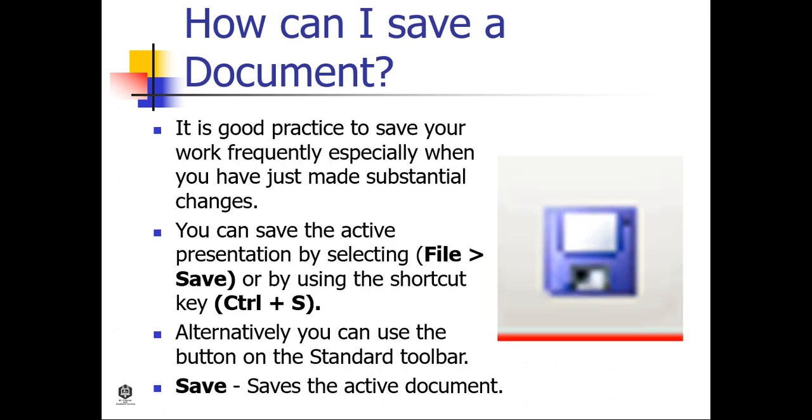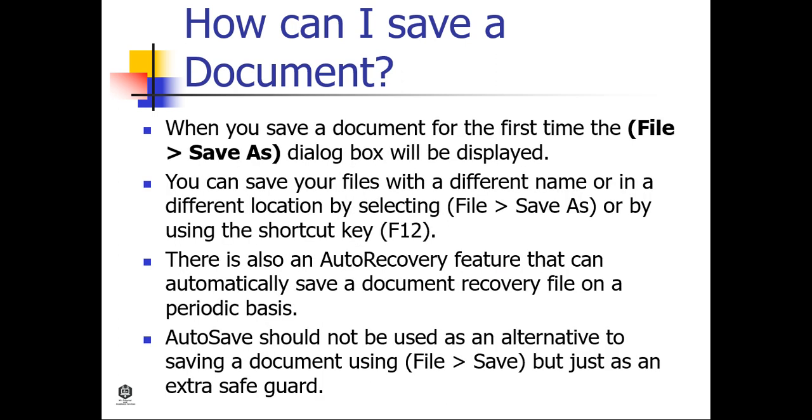How can I save a document? It is good practice to save your work frequently, especially when you have just made substantial changes. You can save the active presentation by selecting File, then Save, or by using the shortcut key Ctrl-S. Alternatively, you can use the Save button on the standard toolbar, which saves the active document.